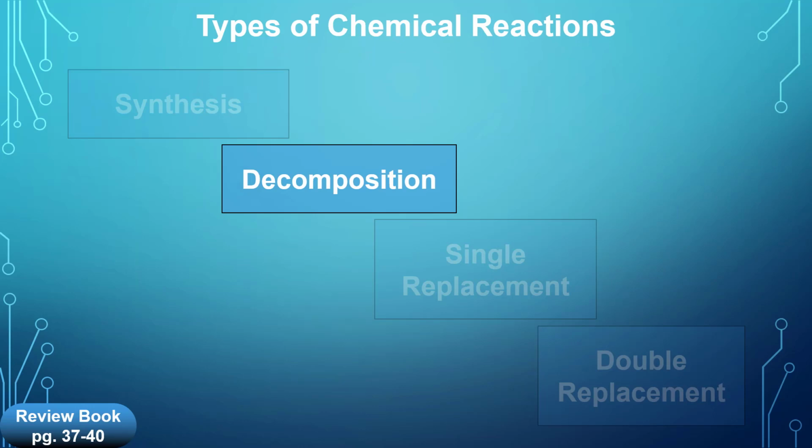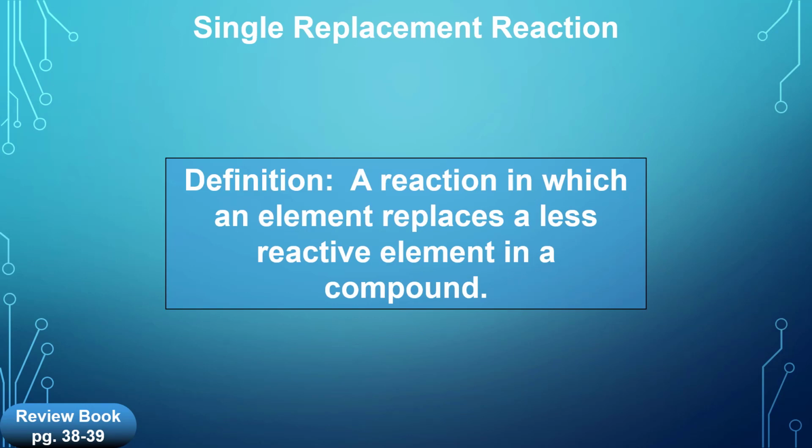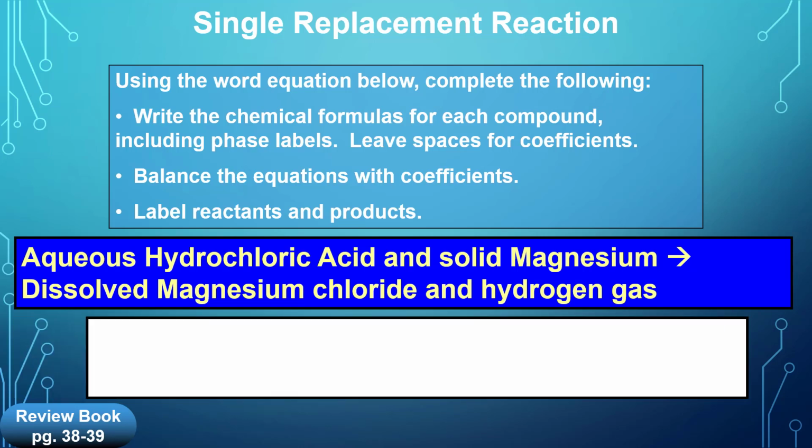All right, so we've done decomposition. Let's go and look at single replacement. This is a reaction in which an element replaces a less reactive element in a compound. So here's an example. Again, let's pause and try to figure out how to write out this reaction. All right, so aqueous hydrochloric acid and solid magnesium go to make dissolved magnesium chloride and hydrogen gas.